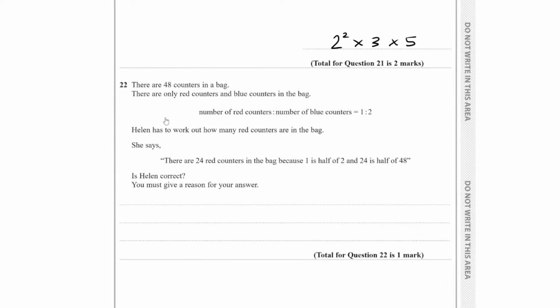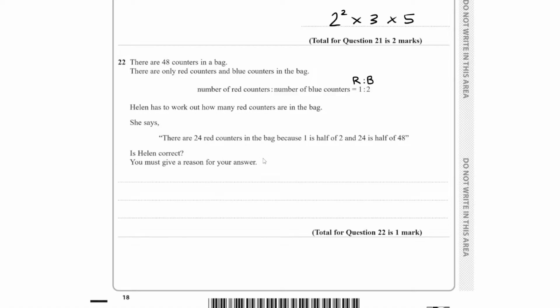Question 22. There are 48 counters in a bag. There are only red counters and blue counters in the bag. The number of red counters to the number of blue counters is 1 to 2, so I like to label it with initials, red to blue. Helen has to work out how many red counters are in the bag.